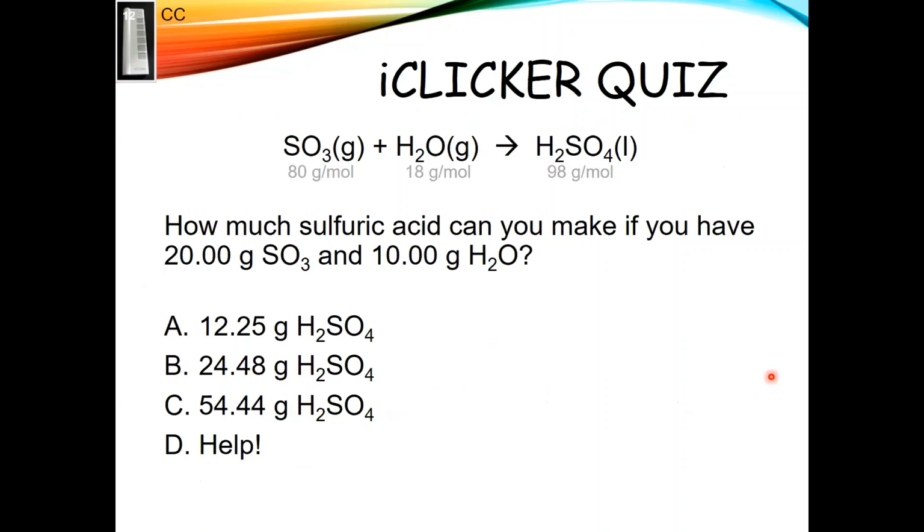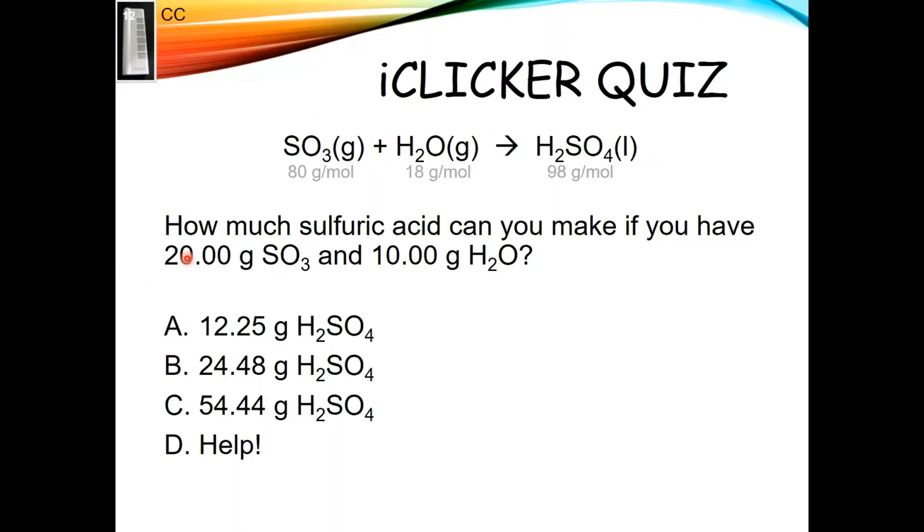In this question, we're going to ask, how much sulfuric acid can you make if you have 20 grams of SO3 and 10 grams of water? Now we're following this reaction up here. In this one, the reaction is already balanced, but you could guess that I could give you a reaction and say balance this reaction, and then figure out which one is the limiting reagent. In this case, though, since it's balanced, what we're going to need to do first is figure out how many moles of reactants we have here.